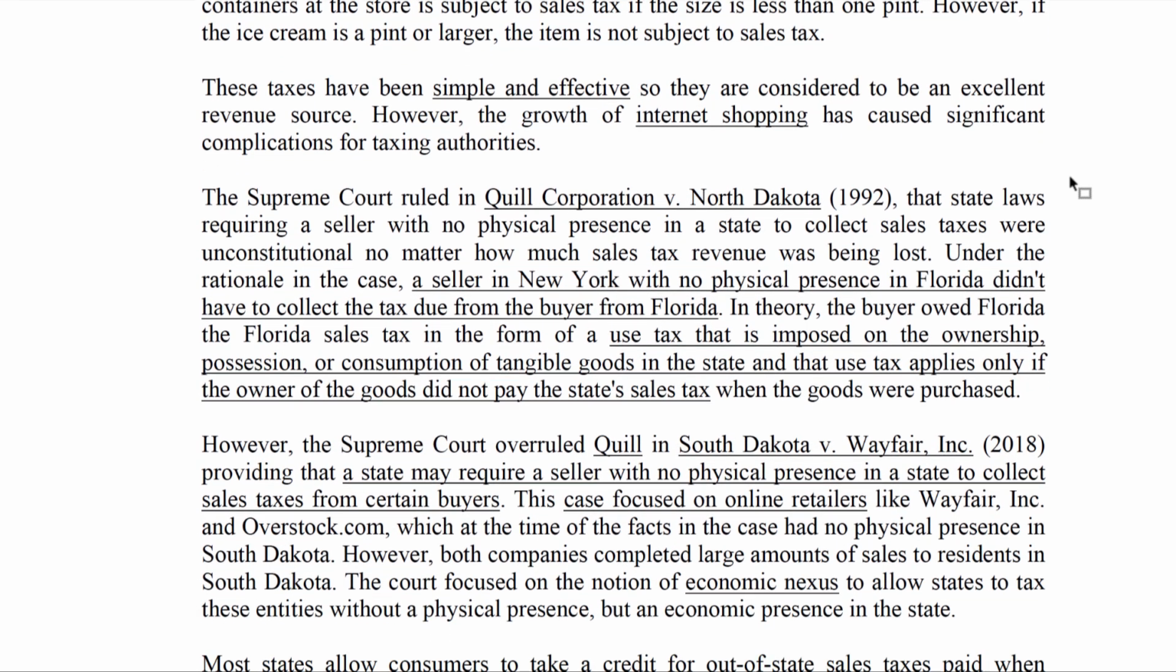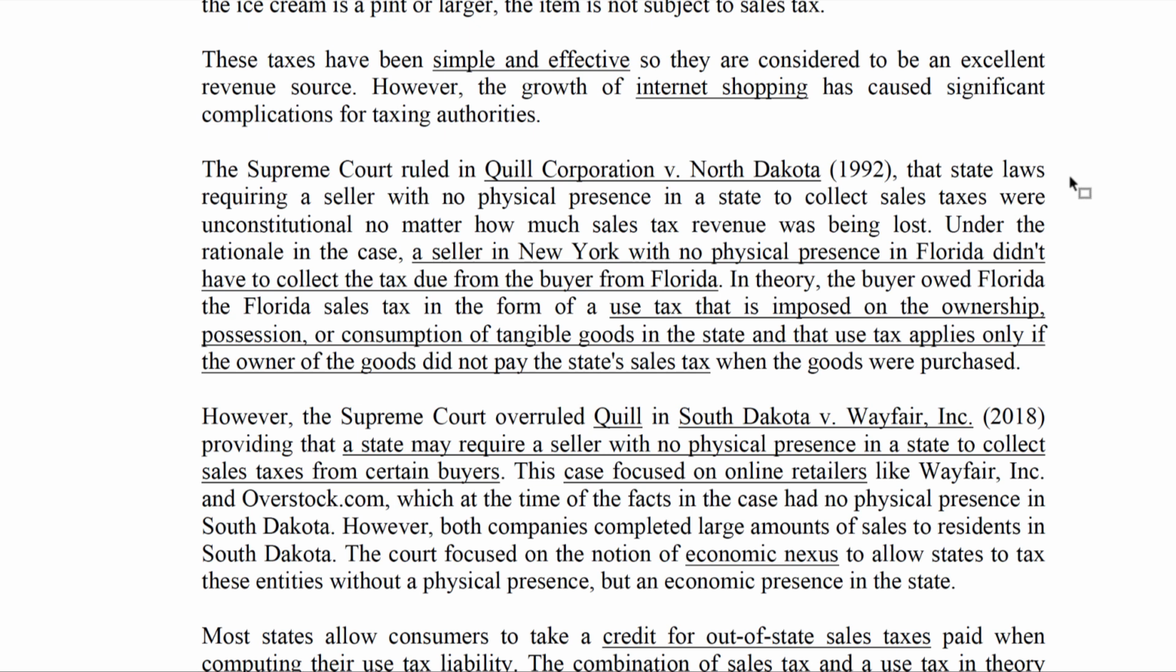Now, one area of sales and use tax that has become very interesting and very important, a very popular area, deals with internet online shopping. So in 1992, there was a case called Quill Corporation versus North Dakota. Basically, without going into the specifics, because I don't want to make this into a SALT presentation, that case said that if a seller has no physical presence in a state, then it's unconstitutional for the state to require the seller to collect sales taxes on behalf of the buyer.